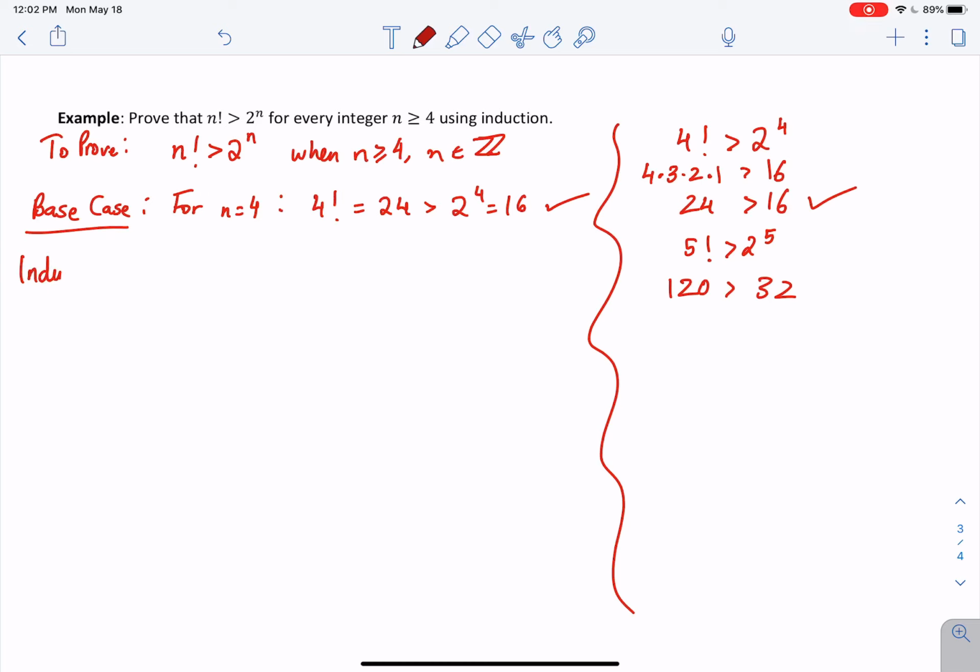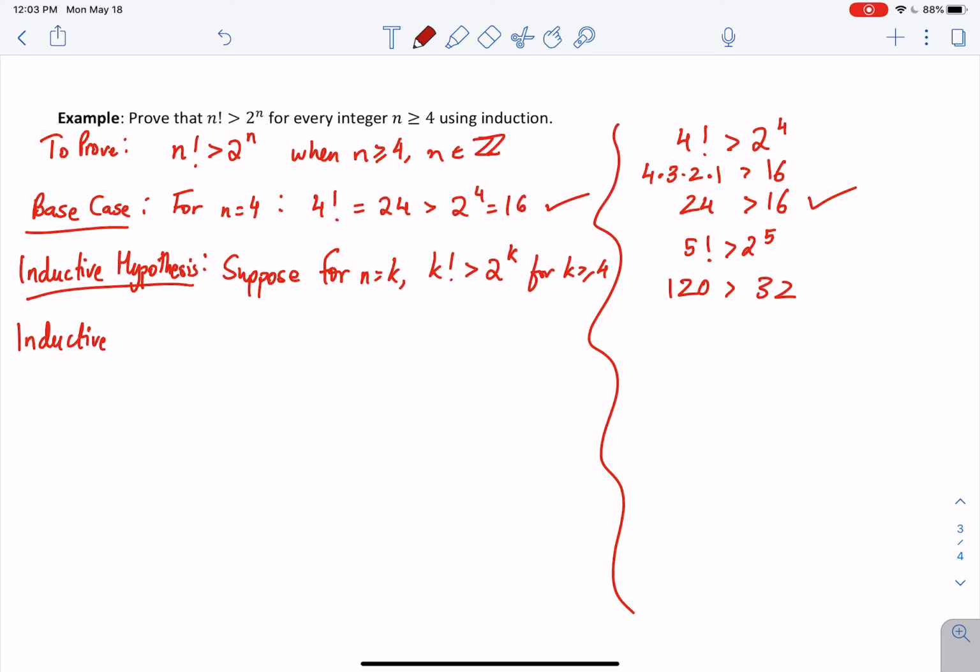Then we do our inductive step. Our inductive hypothesis. We say, suppose for n equals k, k factorial is bigger than 2 to the k, for k bigger than 4. And then our inductive step would be, we need to show for n equals k plus 1 that k plus 1 factorial is bigger than 2 to the k plus 1.